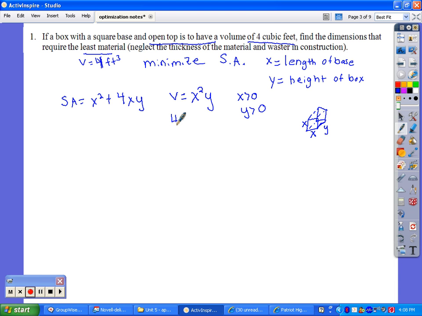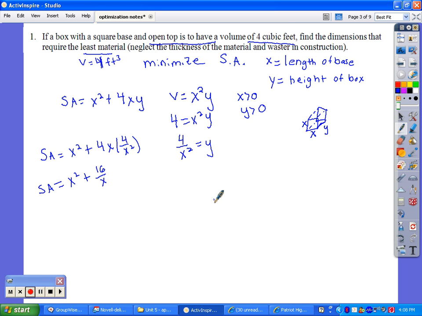So I'm going to plug 4 in for the volume, and I'm going to solve for one of my variables. It is easier to solve for y, so I'm going to solve for y. Always pick the variable that it's easiest to solve for. And then I'm going to plug it back into the surface area formula because I need it in terms of one variable. And then we can simplify this equation. So this is my surface area equation that I'm going to minimize.